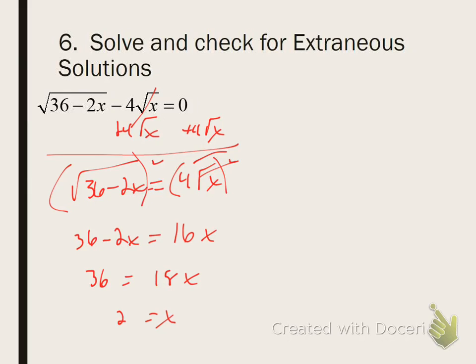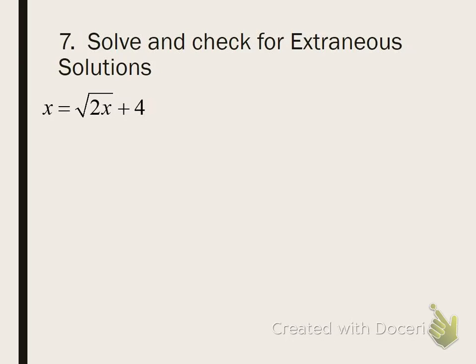Okay? Again, plug back in and make sure that this works. 36 minus 2 times 2 is 4. Minus 4 square root of 2. We got 32. Square root of 32 minus 4 square root of 2. And then if you reduce 32, you get 4 square root of 2 minus 4 square root of 2. This solution works just fine. So the solution is 2. Okay? All right.